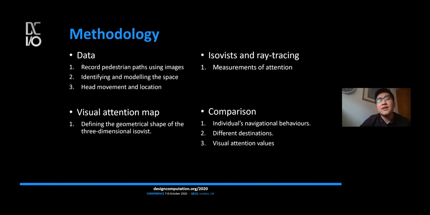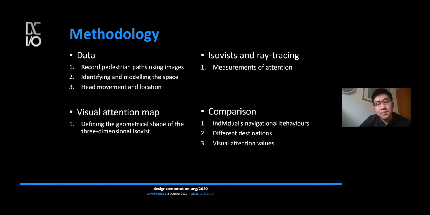From the data, we record pedestrian paths using images. Those images are taken on site from video, from a camera. We also want to identify and model the space, and we want to record the head movement and location. For the isovist and ray tracing, we want to measure attention. So we want to develop a way of measuring attention.